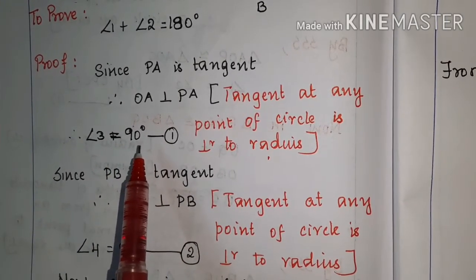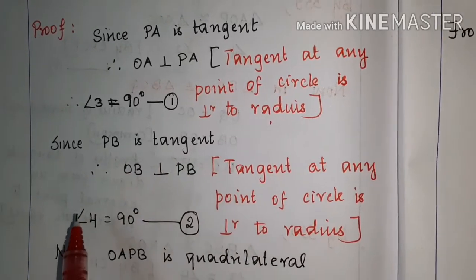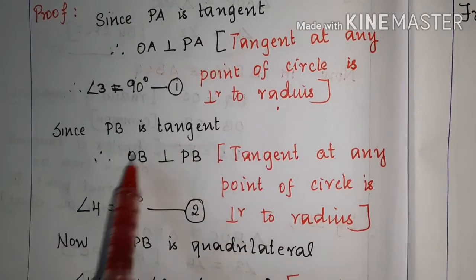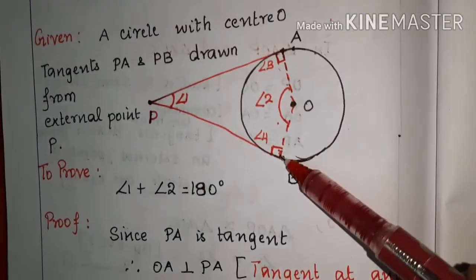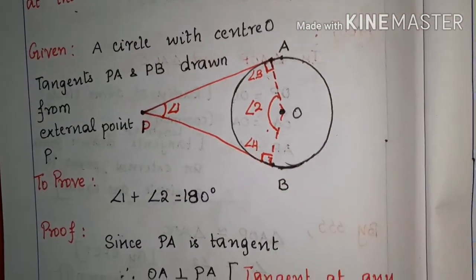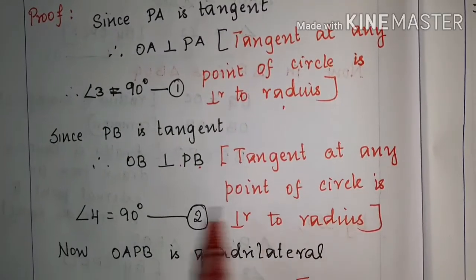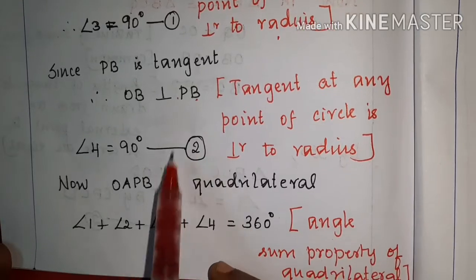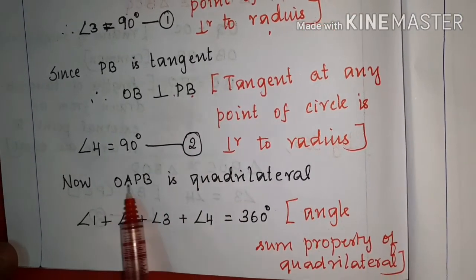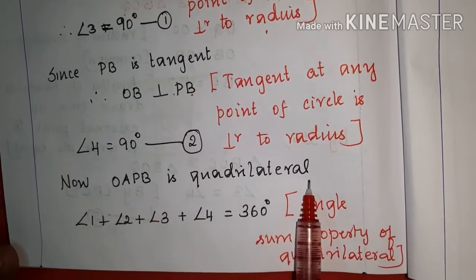Mark it as 1. Same way at the other end. Since PB is a tangent, therefore OB is perpendicular to PB. Look at the figure. OB is perpendicular to PB. And therefore write the same statement, and you say angle 4 is equal to 90 degrees by the tangent radius theorem. Mark it as 2. Now OABP is a quadrilateral.